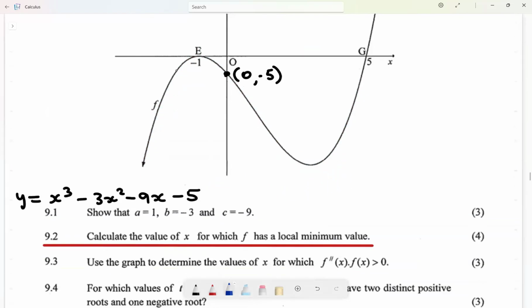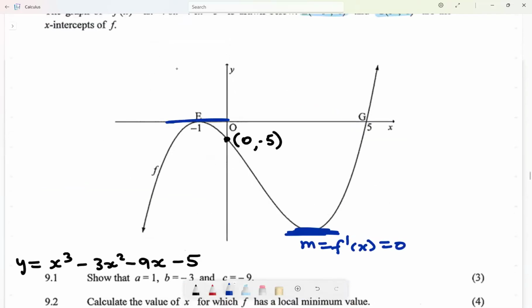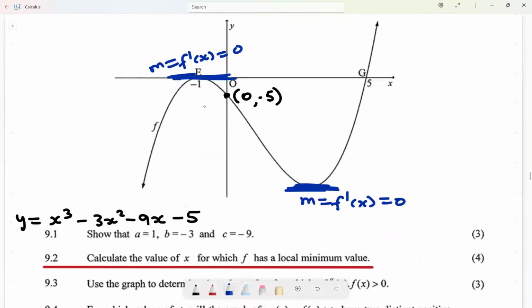Local minimum, it is the turning point. Local maximum and local minimum, it is the turning point. So how can I find the x coordinate of the turning point? Remember at the turning point, the gradient, which is the derivative, it is equal to 0. Also here, the gradient, but we already know here the value of x, it is negative 1. But still, the principle applies. So now let's get the derivative.